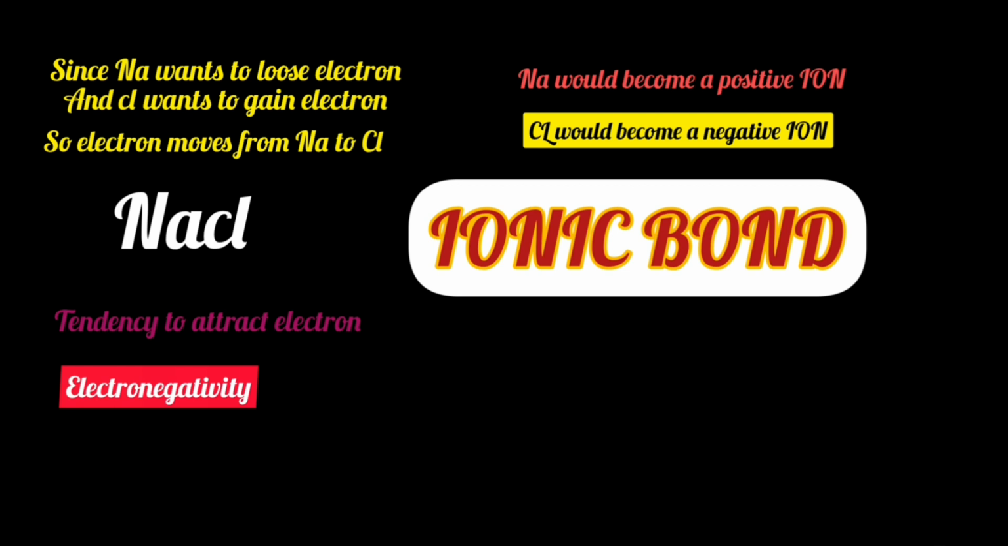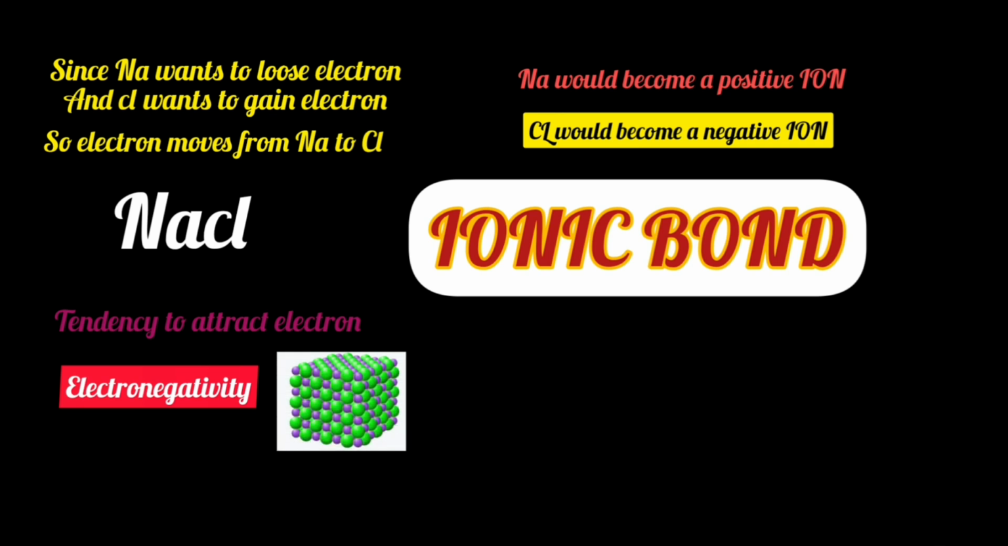This much difference in electronegativity results in what we call an ionic bond, which means that one gives an electron, one gets an electron, therefore one is a positive ion and one a negative ion. They attract one another and therefore they form a crystal.